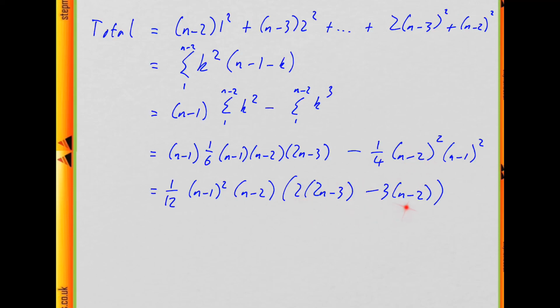And now this term, what does this come to? We've got 4n minus 3, and it's just n, and then the numbers cancel. We've got minus 6 plus 6. So this just becomes n, and so my final answer for all the tilted squares is a 12th n, (n minus 1) squared, (n minus 2). So now we just have to add that to the number for the non-tilted squares, and we've got our final answer.